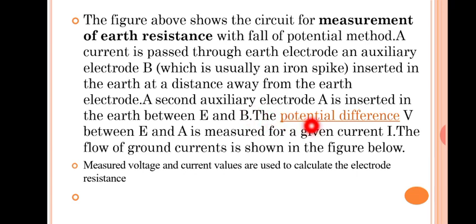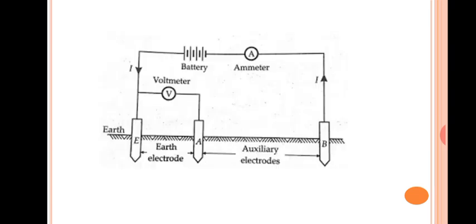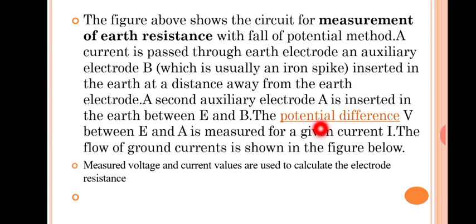The potential difference V between E and A is measured for a given current I, using this auxiliary electrode. The potential difference between E and B is also measured for a given current I. The flow of ground current is shown in the figure below.